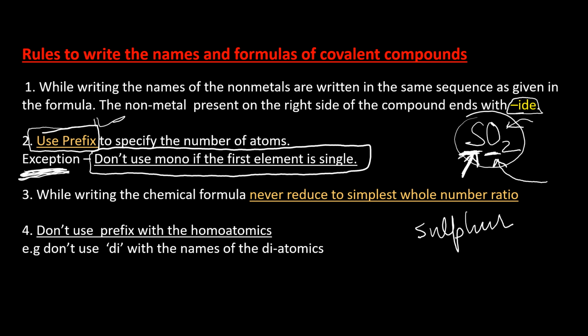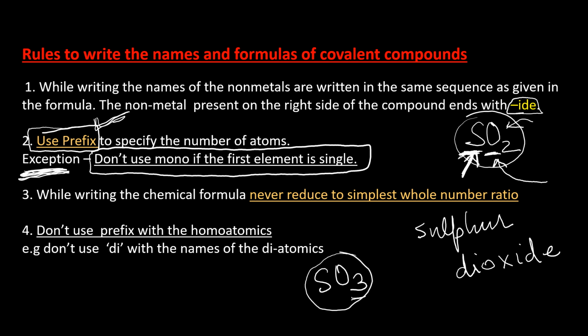So we do use prefixes to specify the rest. For example, here I have two oxygen, so I will have to write dioxide. Why? Because sulfur trioxide is also possible. Sulfur trioxide also exists. So I have to specify how many oxygen atoms are there. Three is tri, so I will say sulfur trioxide. Here I will say sulfur dioxide.